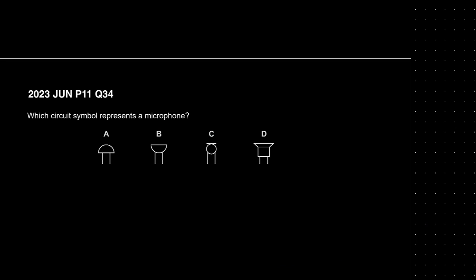Which circuit symbol represents a microphone? Again, this is just some stuff you need to know. This is a microphone, right? This is a loudspeaker. This, I'm pretty sure, is a buzzer, and this is a bell, right? So that's what each of these components are.